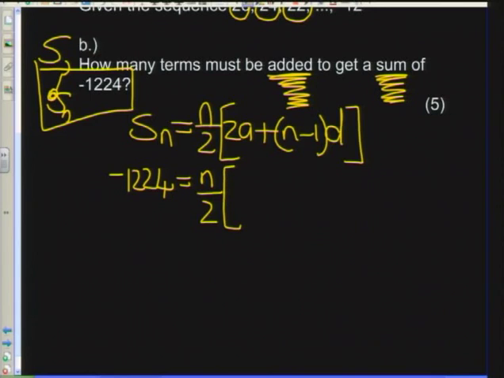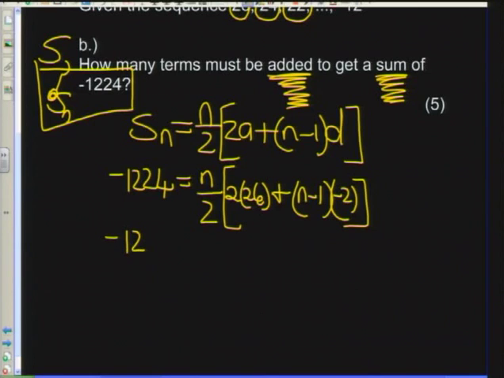Right, so on with the algebra. 2 times a, my first term. Remember, the first term is 26. And plus n minus 1. And my common difference from one term to the next, I subtract 2. And remember to add in this minus, guys, because it's just really not going to work out at all if you don't. Right, so now I'm just going to do a little bit of tidying up here.